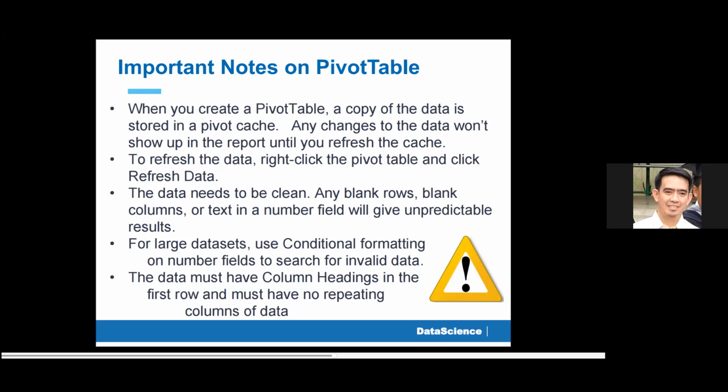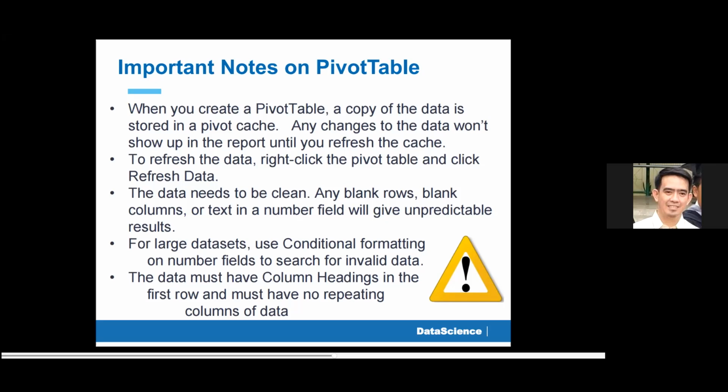So the data needs to be cleansed, it needs to be clean. Any blank rows, blank columns, or text in a number field will give unpredictable results. For a large data set, use conditional formatting on number fields to search for invalid data. So we're talking here about data preparation. We need to prepare our data because if you don't, automatically you will get inaccurate and unpredictable results. The data must have column headings. That's the most important thing. That's why we mentioned it at the very beginning.